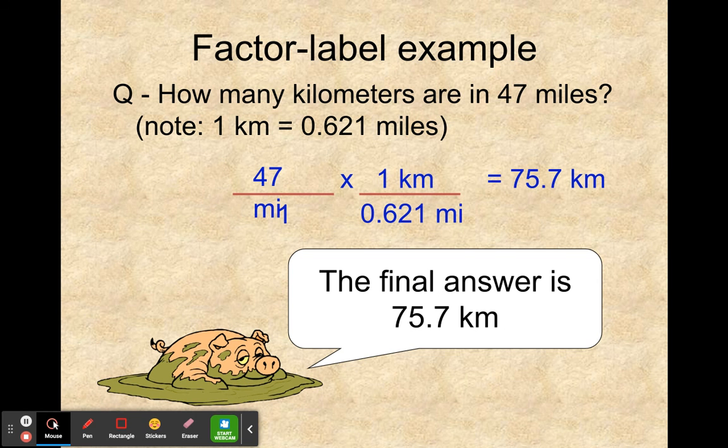So we're going to write 47 miles over what? What do you write your given over? You write your given over 1. And then you have to set up your conversion factor so that it is opposite of the miles. So you have to have 1 kilometer on top over 0.621 miles.